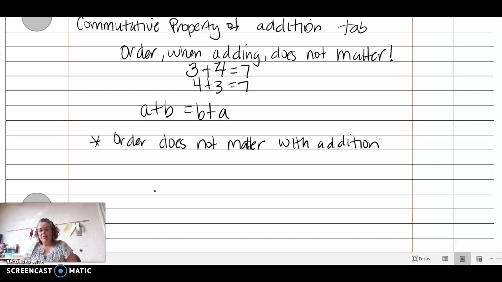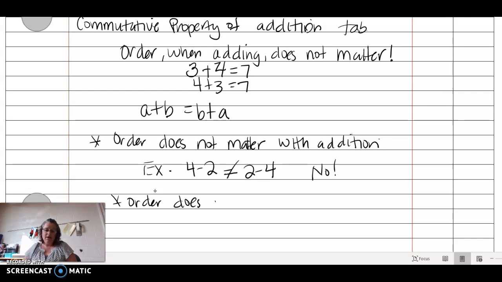Now the big question is, does it matter with subtraction? So if I were to look at the example 4 minus 2, is that the same thing as 2 minus 4? No, it's not. They do not equal, so I'll put a do not equal sign here. So order does matter with subtraction.